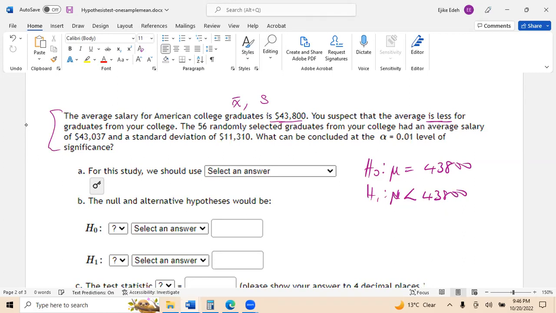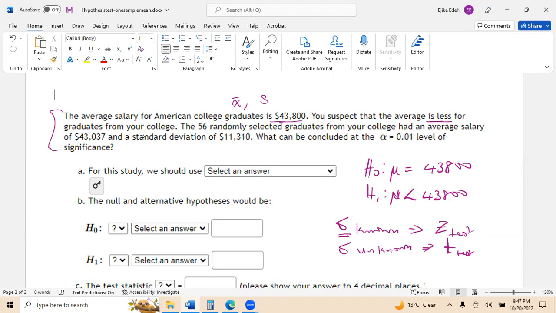Okay. So if you put in these values to answer the question, let's start from the first one. The first one says, what study do we conduct? Again, remember, if the population standard deviation is known, then you're doing a z-test. But if the population standard deviation is unknown, you are doing a t-test. In reality, we often do a t-test. There are rare cases where we do a z-test. So again, here, the population standard deviation is not known.